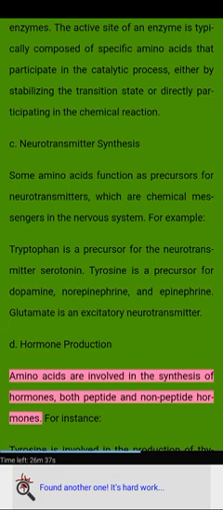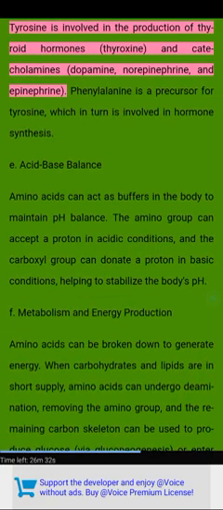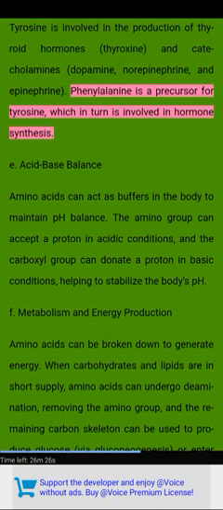Amino acids are involved in the synthesis of hormones, both peptide and non-peptide hormones. For instance, tyrosine is involved in the production of thyroid hormones thyroxine and catecholamines dopamine, norepinephrine, and epinephrine. Phenylalanine is a precursor for tyrosine, which in turn is involved in hormone synthesis.